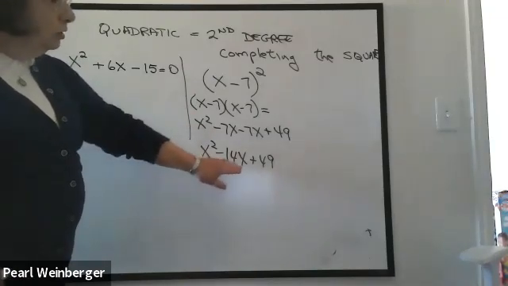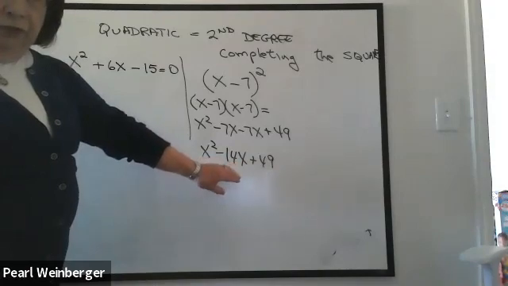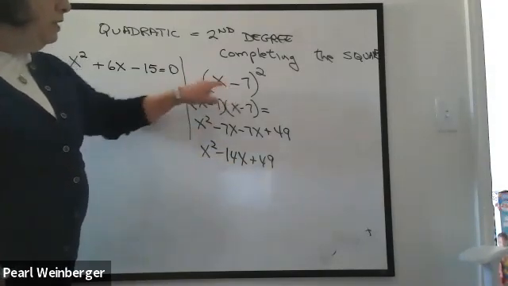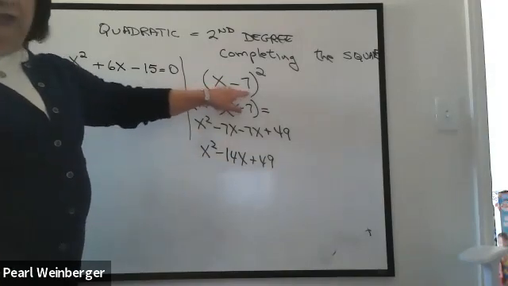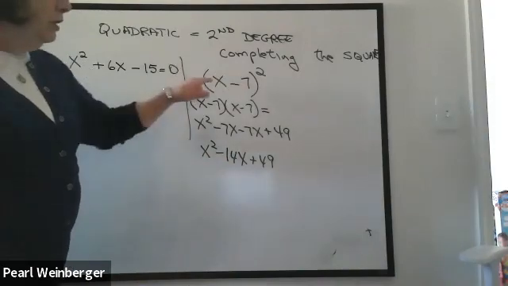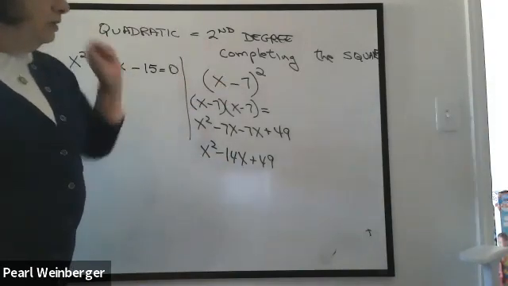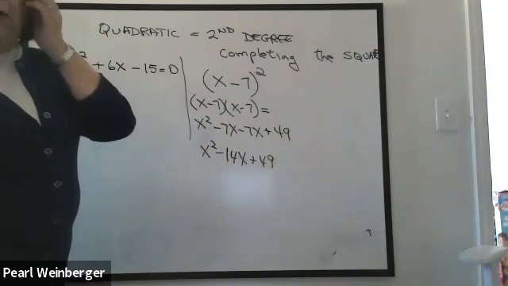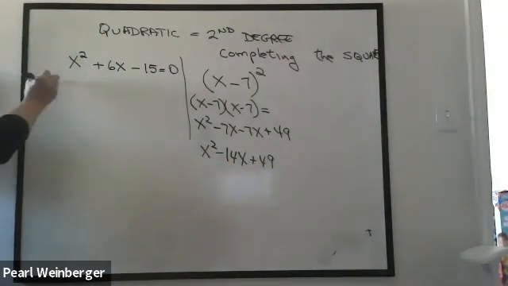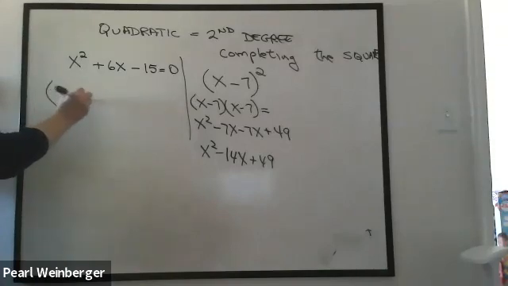In other words, the middle term, the term that has the x in it, is simply the product of these two, the x and the negative 7, doubled, multiplied by 2. X times negative 7 is negative 7. Double it gives you negative 14x. Look how quick I could do this then. Suppose I have x plus 8 squared.